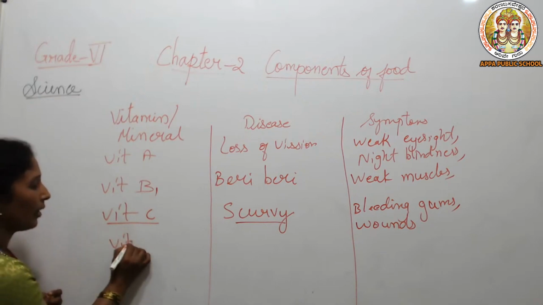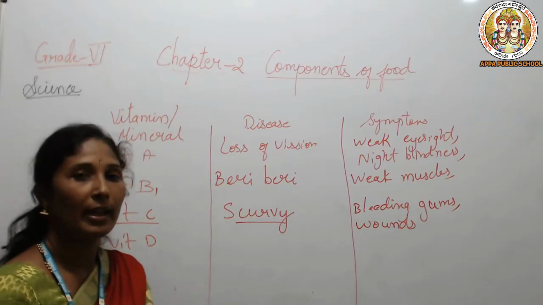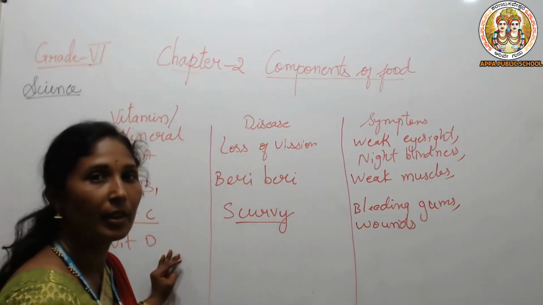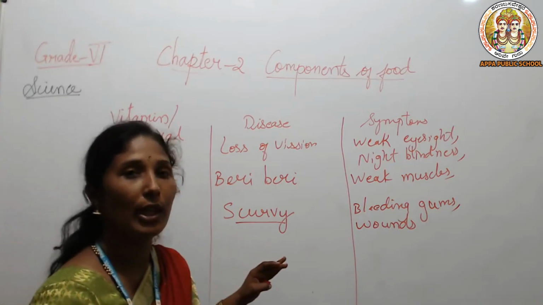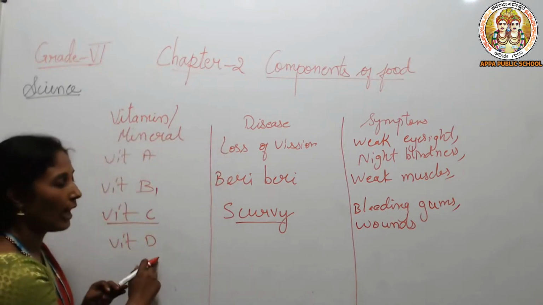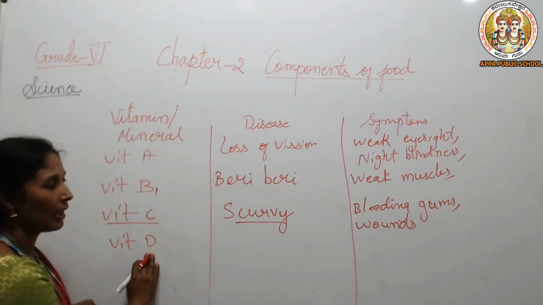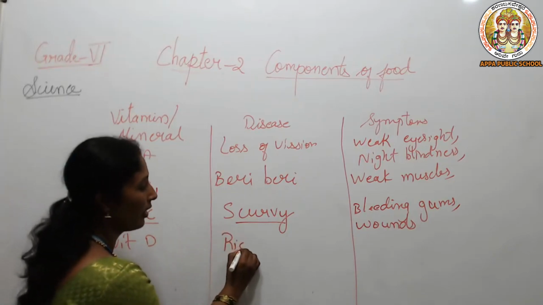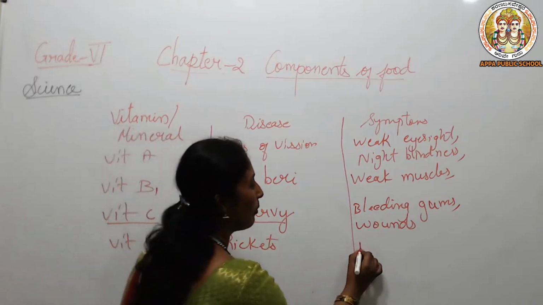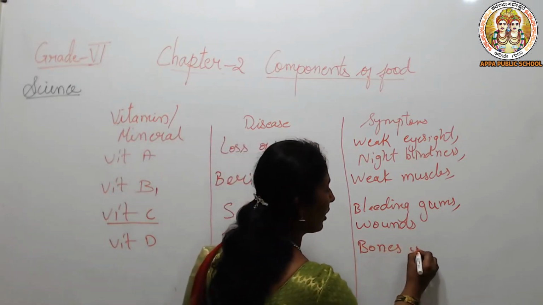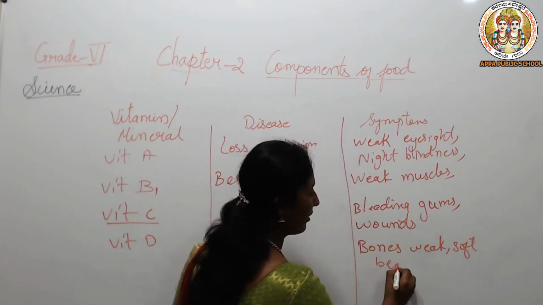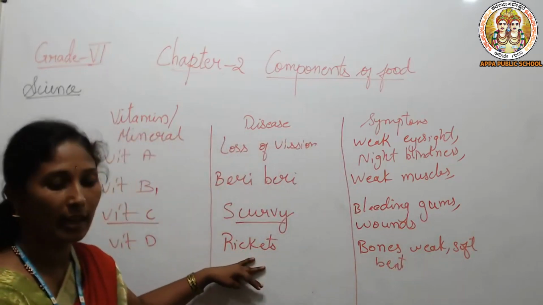Now next is vitamin D. Why do we want vitamin D? Because vitamin D helps use calcium from the food and carries it to the bones and teeth. For that purpose, we want vitamin D. Without vitamin D, we can suffer from the disease rickets. When we are suffering from rickets, what happens? The bones become weak or soft. Bones can easily bend.